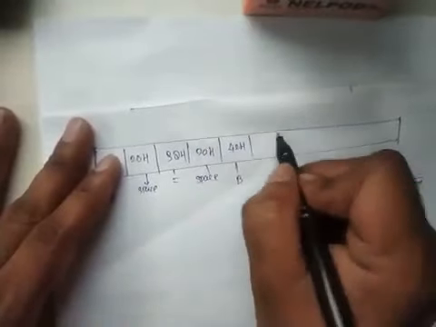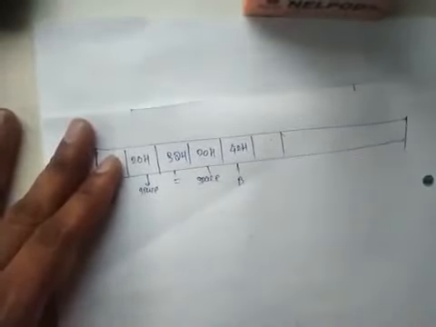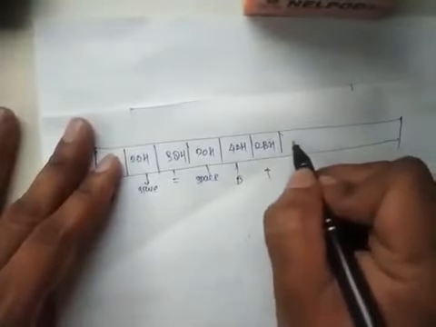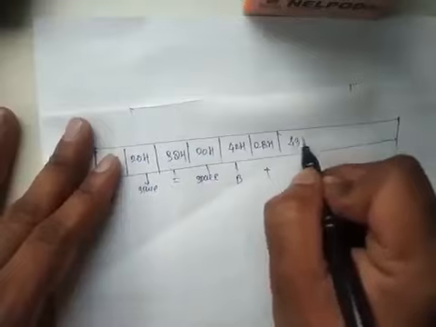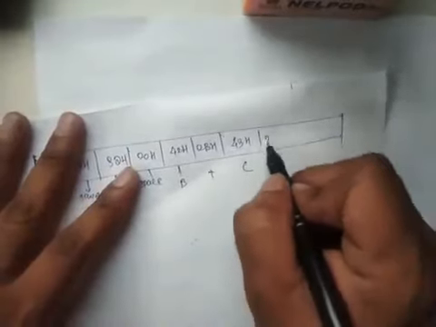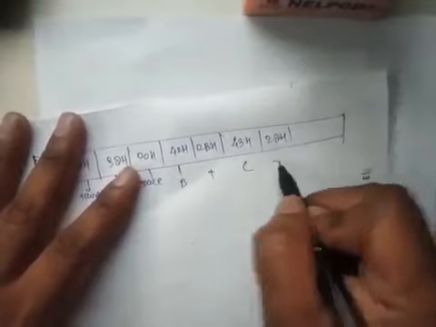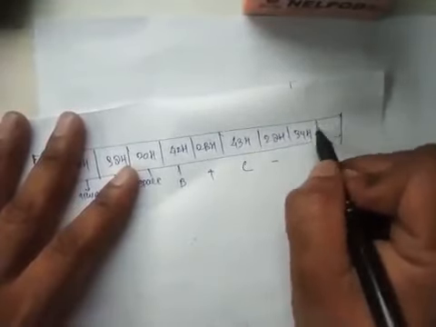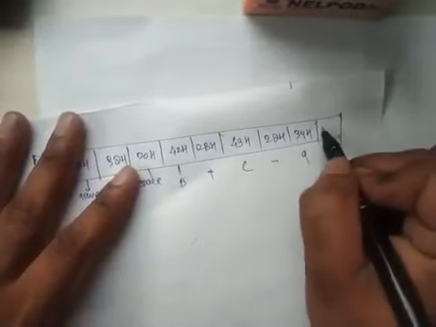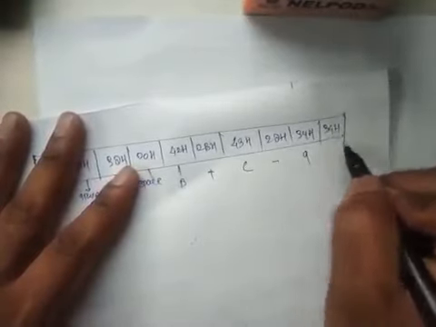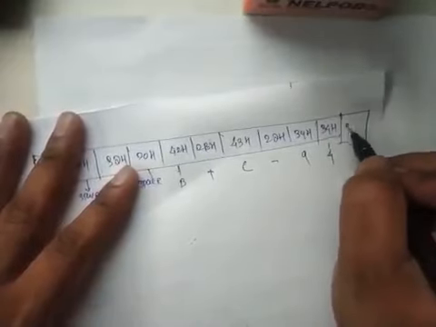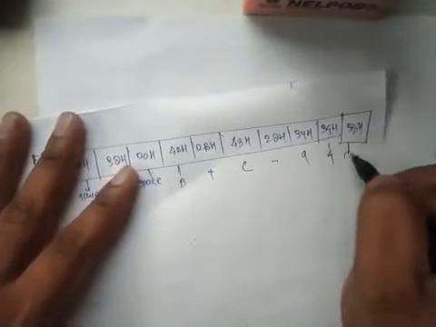Then the plus sign, that is 2Bh, then 43h, that is C, then 2Dh, that is the minus sign, and then 39h, that is 9, then 34h, that is 4, and the last character is 33h, that is 3.